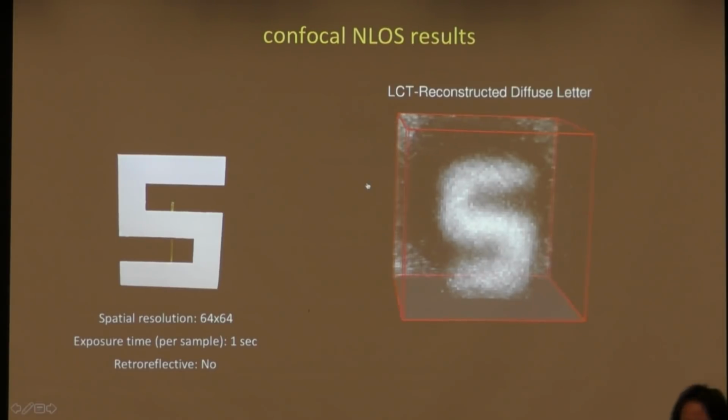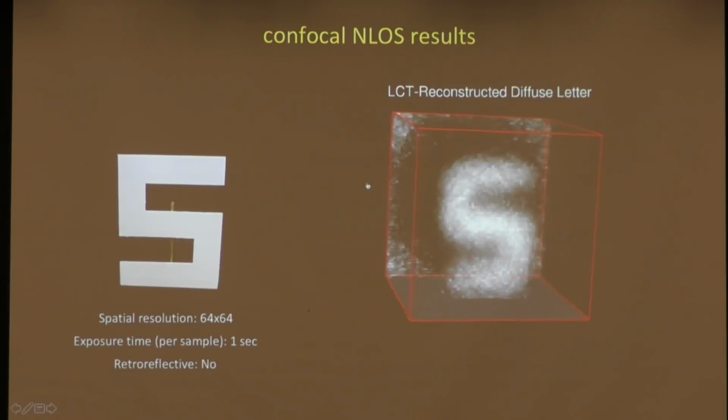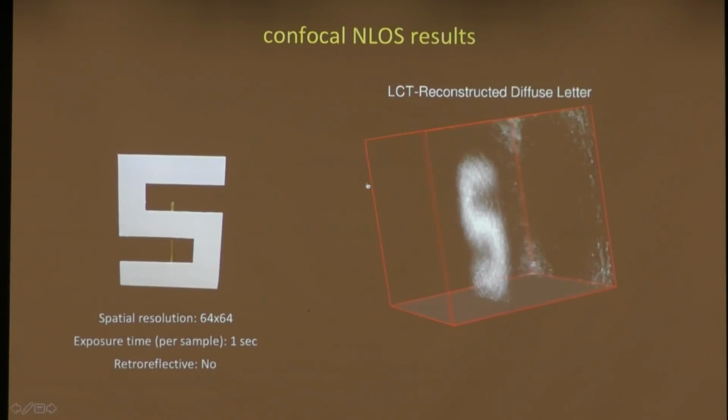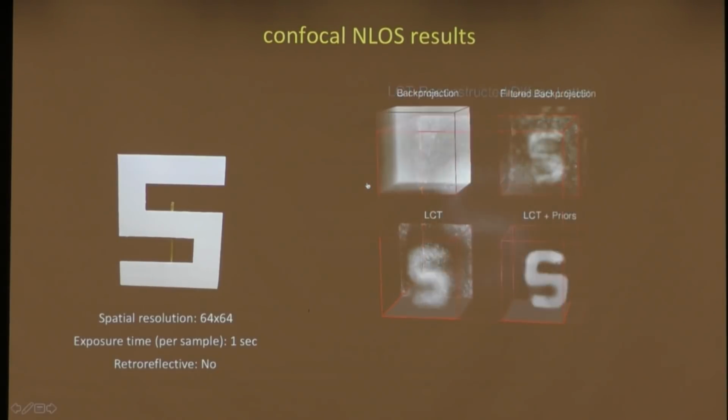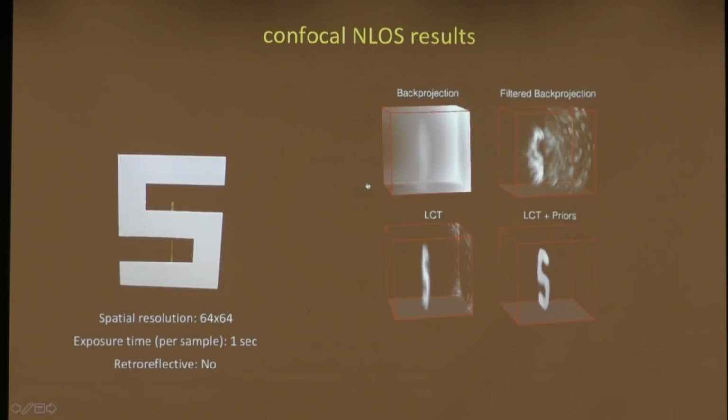Now, for diffuse objects, you need to scan over a longer period of time, on the order of an hour, with a low power laser in this case. So if you had a brighter laser, you can potentially bring this down to a few seconds, but we're able to capture the shape of that object nevertheless.